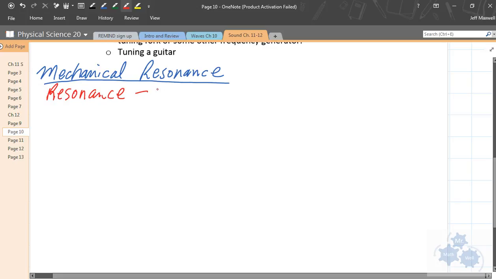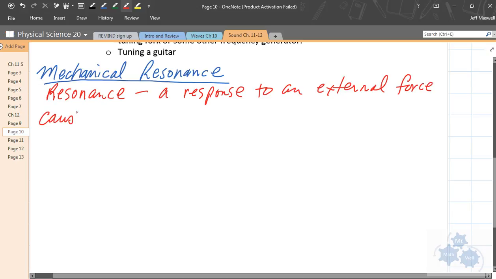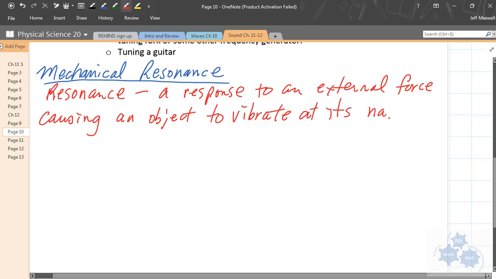So resonance would be, let's say, a response to an external force causing an object to vibrate at its natural frequency.